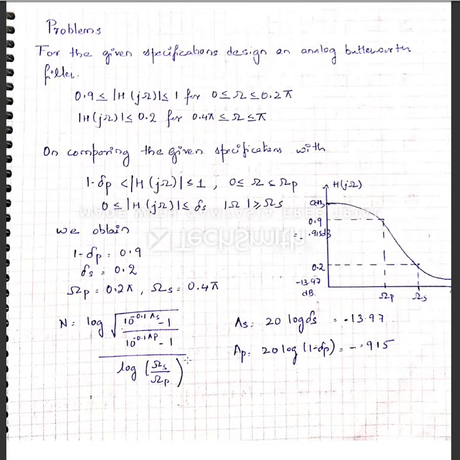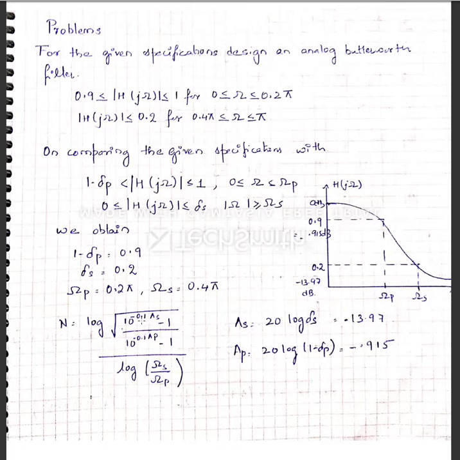So I have picked up this, N equal to, check in the derivation whether you have this. You will have log of root of, this is a root over both, 10 to the power minus 0.1 AS minus 1 by 10 to the power minus 0.1 AP minus 1, root of this. AS is nothing but 20 log del S. If AS is given as it is, it's completely fine. If not, you have to convert that. This is not given in dB, so AS is 20 log del S, so you get minus 13.997. Similarly, AP is 20 log of 1 minus del P, so you get this value.